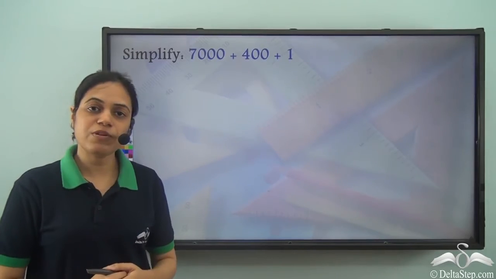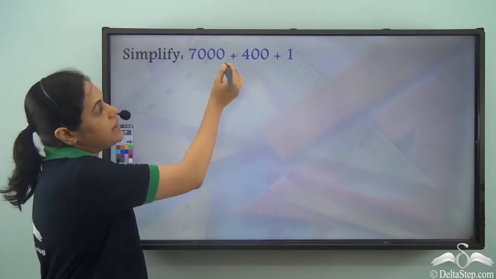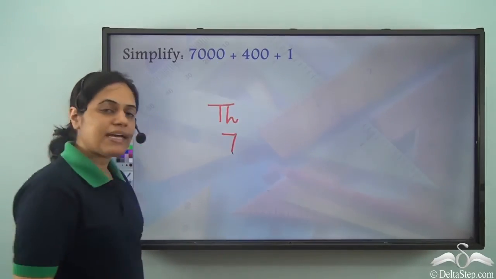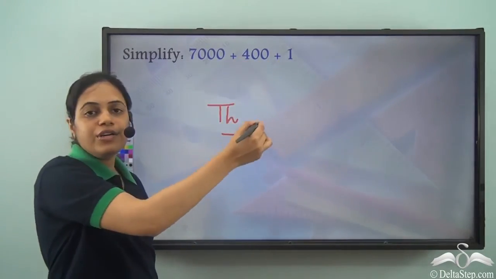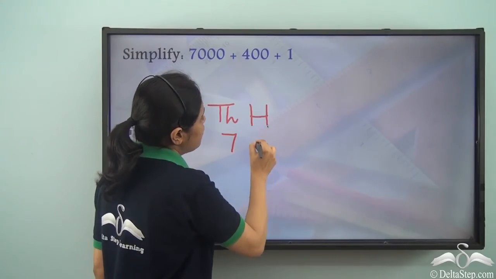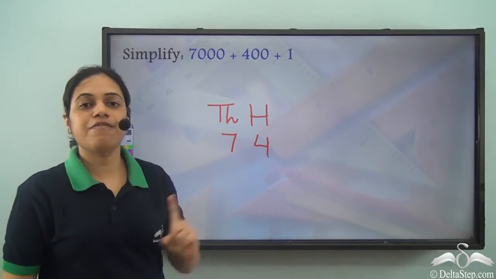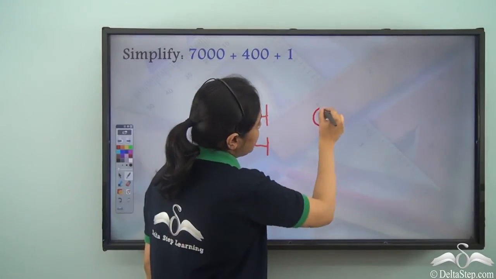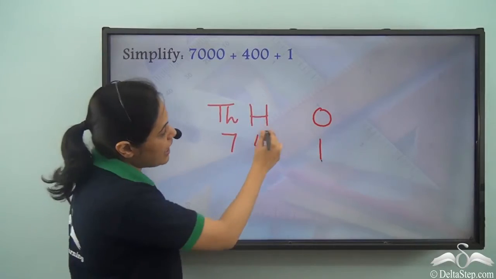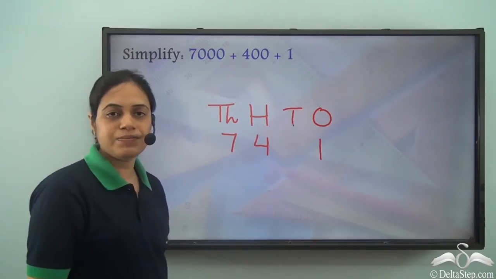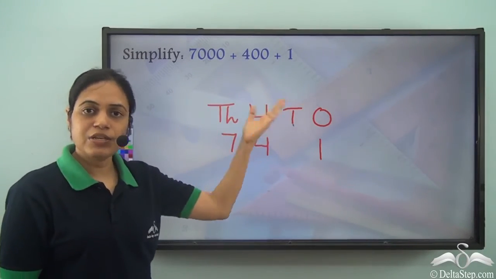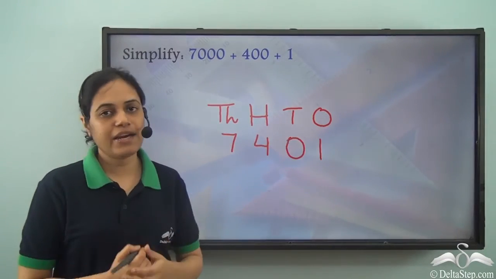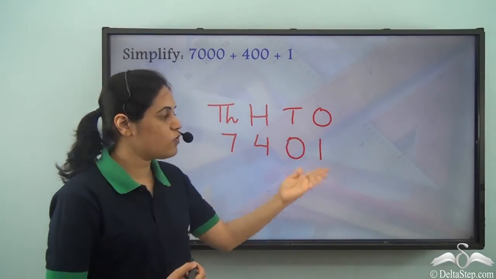Now what is the simplified form of this number? So I have 7000. That means the thousands place has 7. 400. So the hundreds place has 4, plus 1. That means there is just 1 ones. So in the ones place I have 1. And once again I have left a space for the tens place. But there is no tens. So no tens means 0 tens. So because it is blank, I write a 0 here. So the number is 7401.